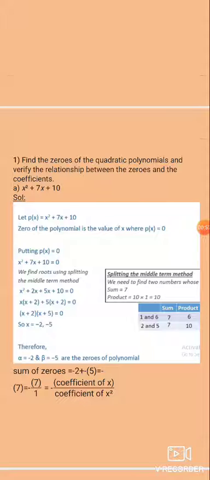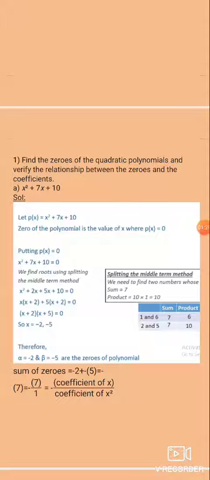Listen carefully to the question. Find the zeros of the quadratic polynomials and verify the relationship between the zeros and coefficients. Once more, the question: find the zeros of the quadratic polynomials and verify the relationship between the zeros and the coefficients. Last year we studied different methods to find the zeros of a polynomial. Which are they? The splitting middle term method, the factorization method, different methods are there.